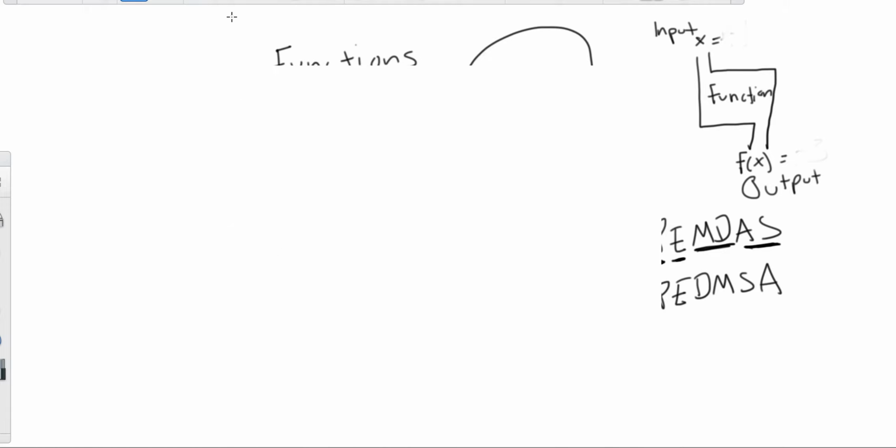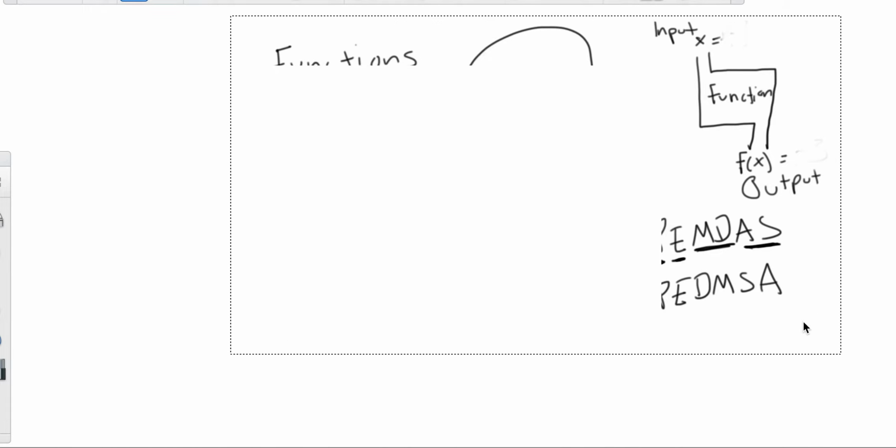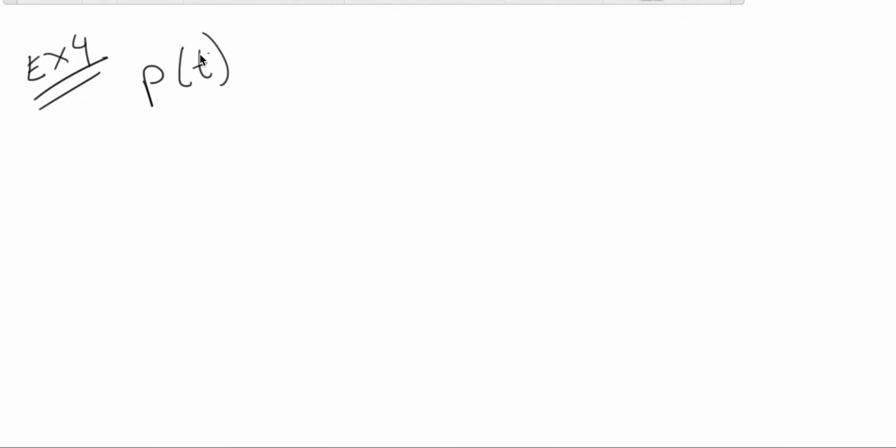And we're going to get a whole clean slate here. I'm going to even get rid of the function machine. Okay, so our final example for this lesson. Click on the pen. Example 4. And we're going to look at, let's call it P of T. Okay, so it's a function, or function P. Our input's going to be T.